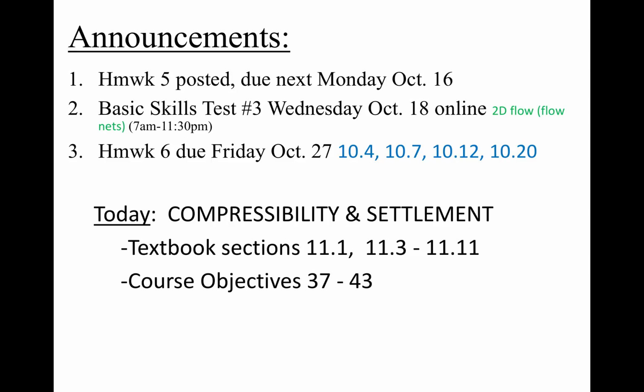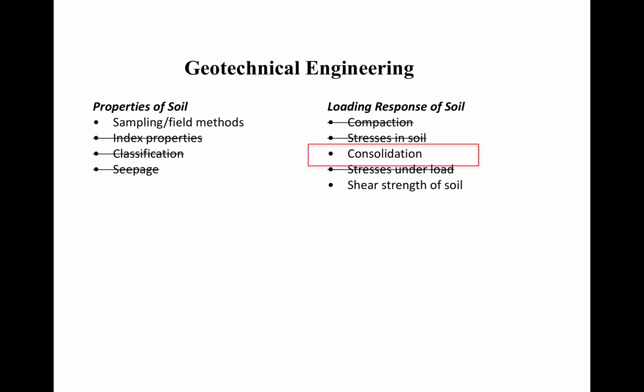And today we're talking about compressibility and settlement. These are sections 11.1, 11.3 through 11.11 in our book, with course objectives 37 through 43. So this is where we are in the course. We're now talking about consolidation. And then the last topics will be shear strength, sampling methods, and field methods.